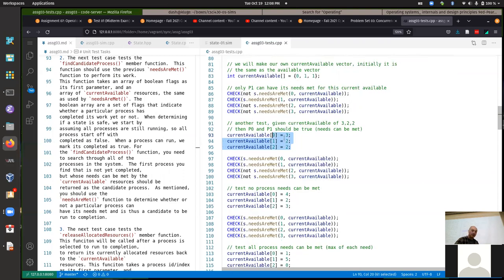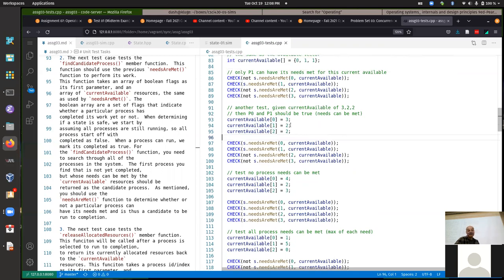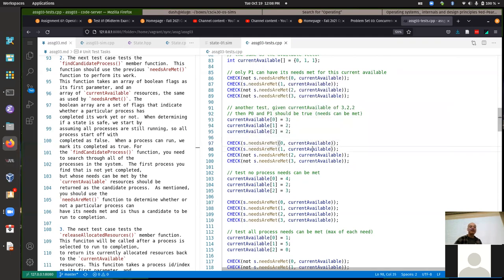So for example, if the current available is 3.22, for the test for the needs are met, there's going to be a loop. All of these are going to have a loop or some loops, because in this case you have to check the resources one by one. Given process zero, you're going to have to look at the correct row in the needs matrix. So you're going to have a loop that goes over resource zero, one, and two, in this case, where we have three resources.